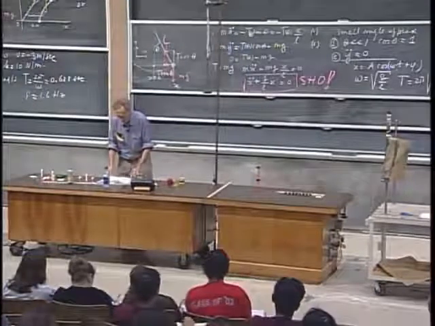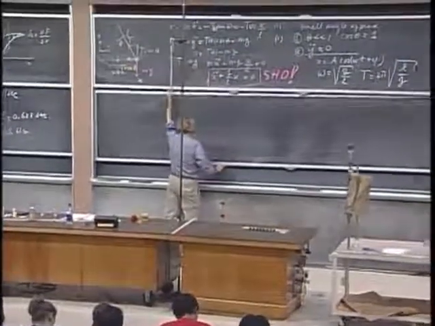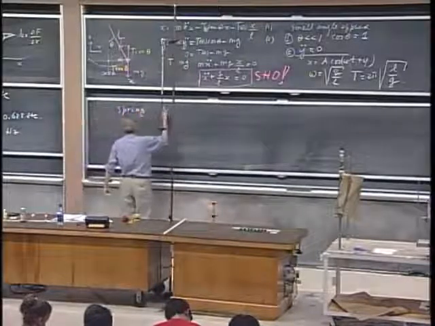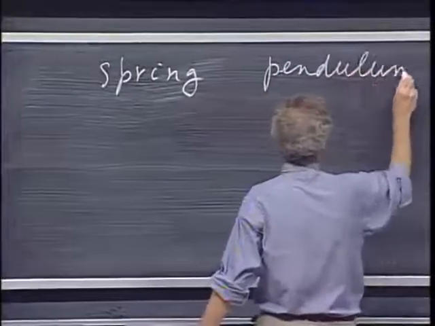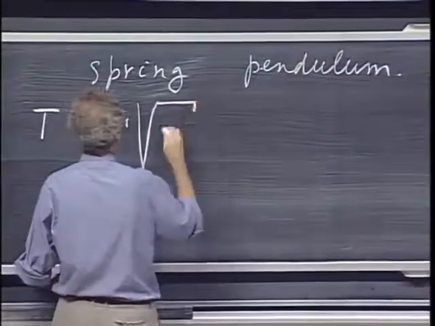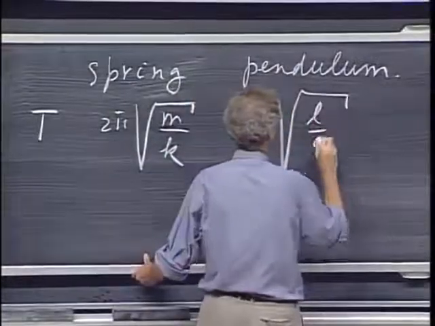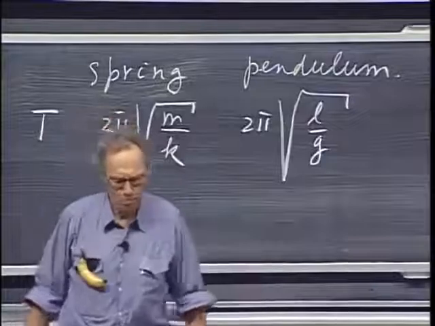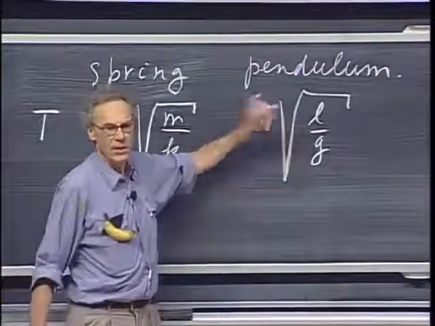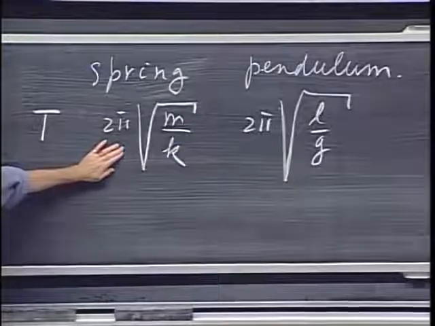I now want to compare with you the results that we have for the spring with the results that we have from the pendulum to give you some further insight. We have the spring and we have the pendulum. And I'm only going to look at the period T, which here is 2 pi divided by the square root of m over k, and here is 2 pi times the square root of L over g. If I look here, there is a mass in here. If I look here, it's independent of the mass. Why is there a mass in here? That is very easy to see.